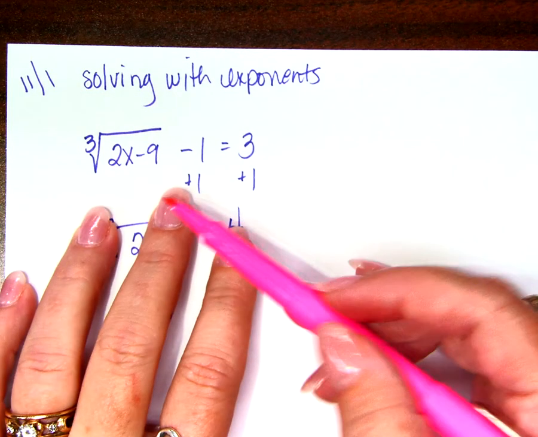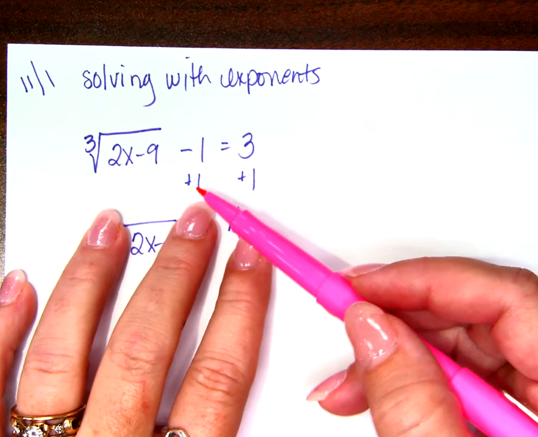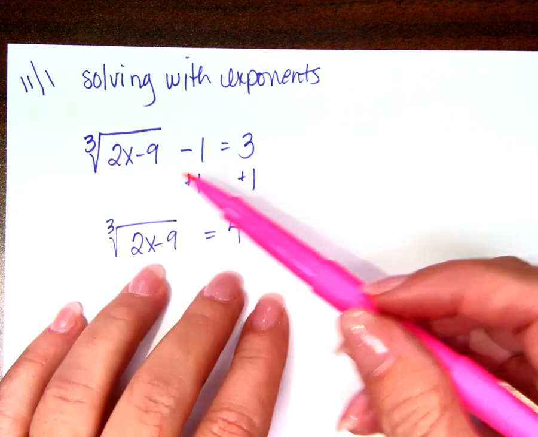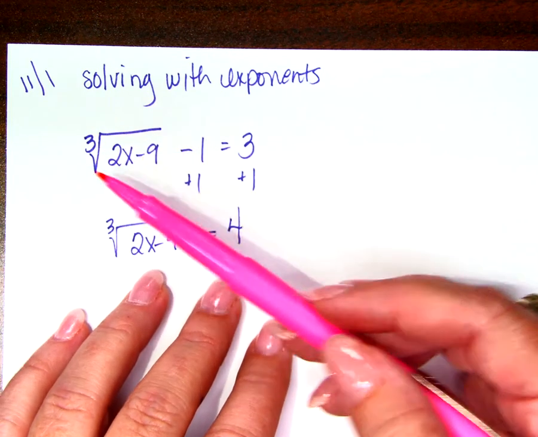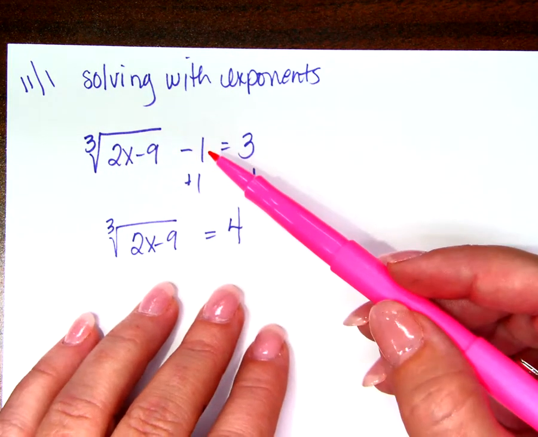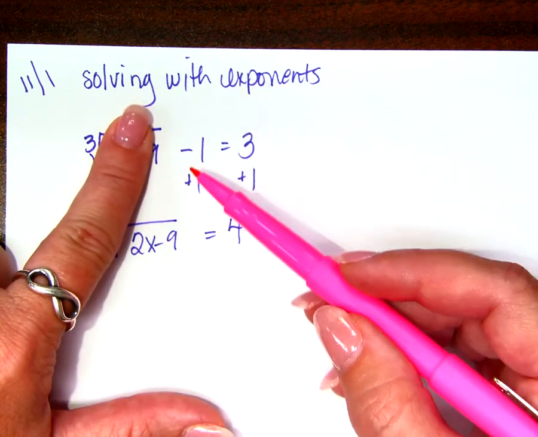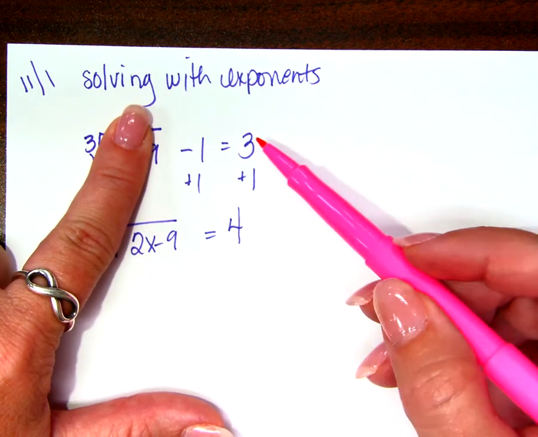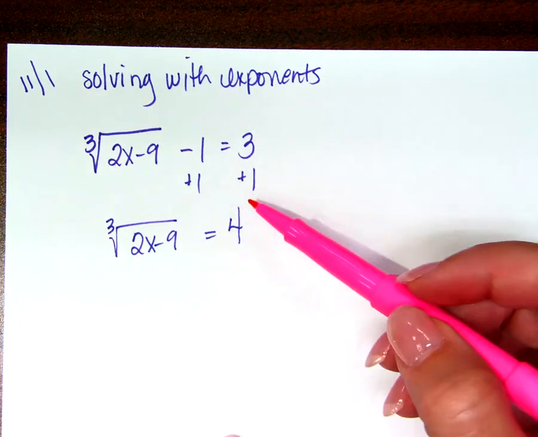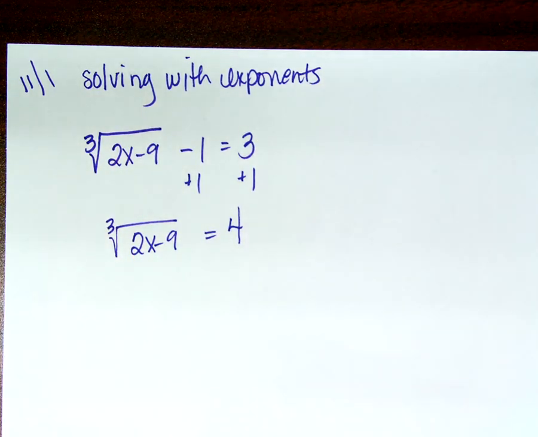So if we have this example right here, the first thing we want to do is add 1 to both sides, because most of the time we want to isolate the radical. Okay, so same kind of steps as when we're just solving a regular equation. If this is something we don't know, get the stuff that we do know away from what we don't know. So add 1 to both sides. This gives us the cube root of 2x minus 9 equals 4.